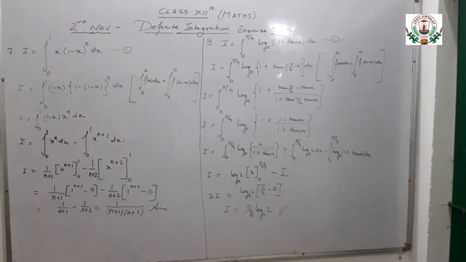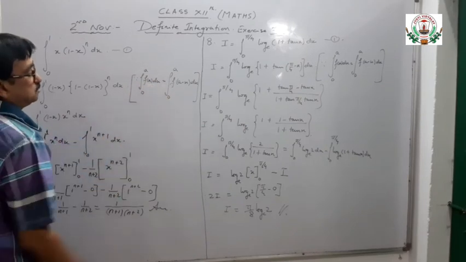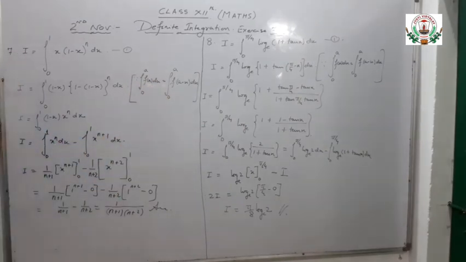Now let's come to question number 7. Integration 0 to 1 x into 1 minus x whole to the power n. So again we will apply the fourth property, integration 0 to a f of x dx equals integration 0 to a f of a minus x. Here the value of a is 1. Okay, so a minus x, that is 1 minus x, 1 minus x whole to the power n.